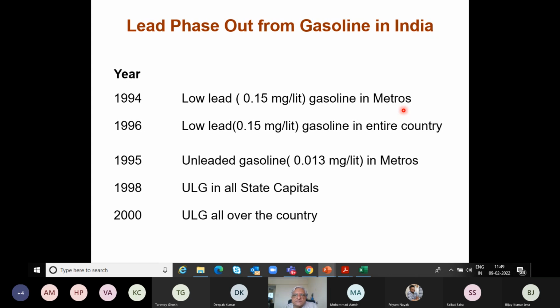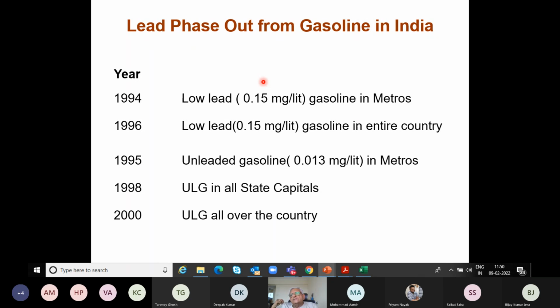The first specification came in terms of reducing the lead in the gasoline to be sold. And that was actually implemented in the 4 metros to begin with, that is Delhi, Bombay, Calcutta, and Chennai. And before that, of course, there was no such requirement. So basically, the oil companies were adding lead. In fact, you won't believe it, in January 1994, I had visited Barauni refinery.